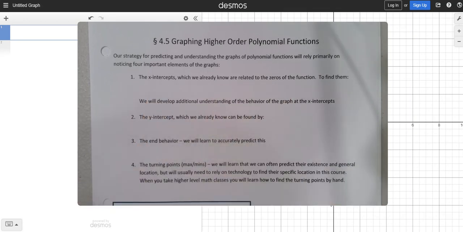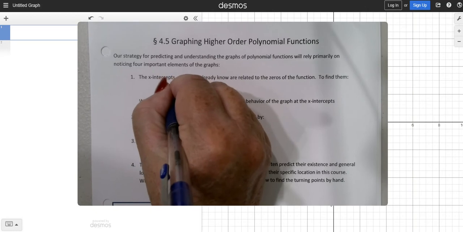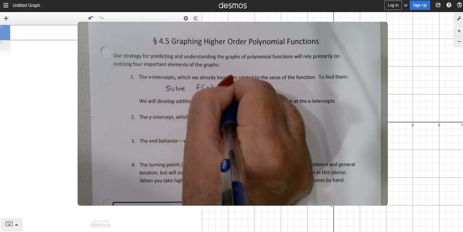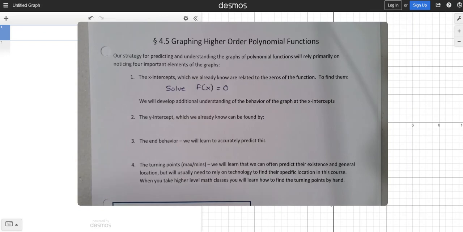So to find the x-intercepts, we just solve f of x equals 0, or in other words, find the zeros of the function. We just spent a whole section in 4.4 talking about how to do that. When we're lucky, we can factor. When we're not quite so lucky, we may have to use the rational zeros theorem, but hopefully we can get to the point where we can find the zeros of our function.